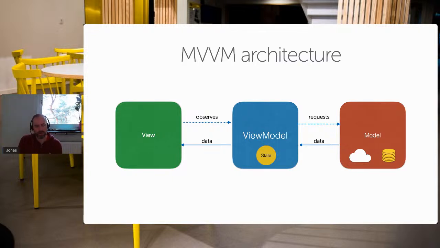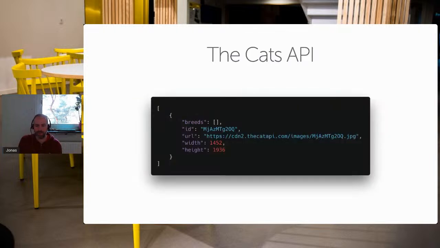The view model also holds a state representation of the UI, which can be very good to keep track of in one place, like: am I loading from my network, am I showing something, is there an error, and so on. A quick look at how this API looks.